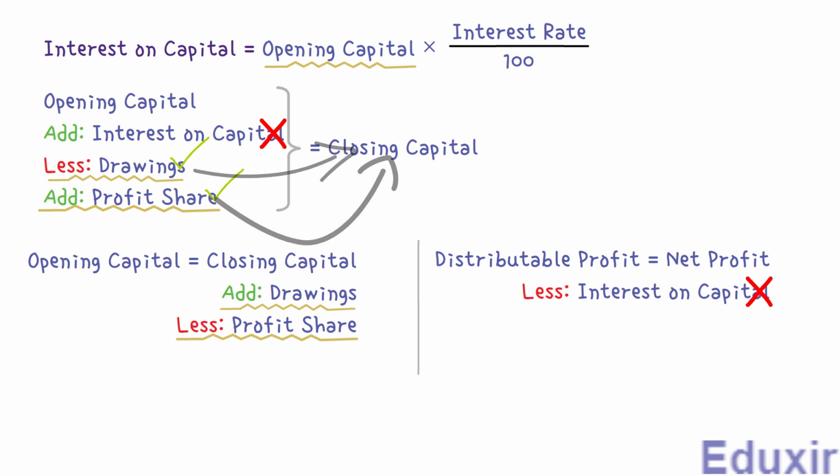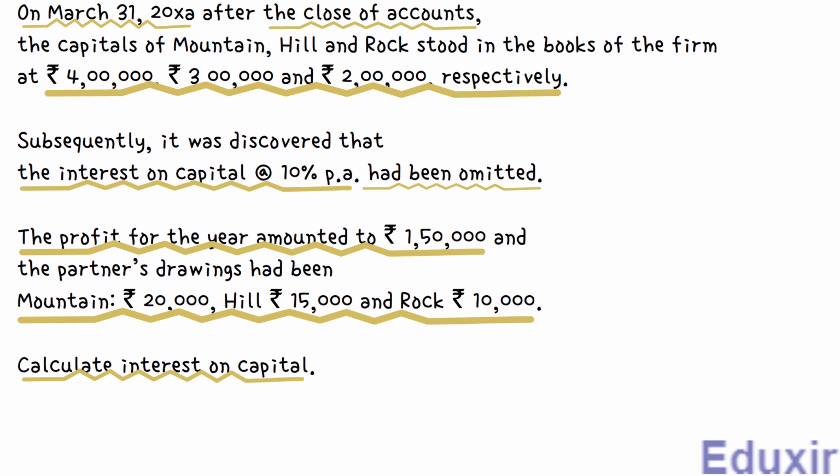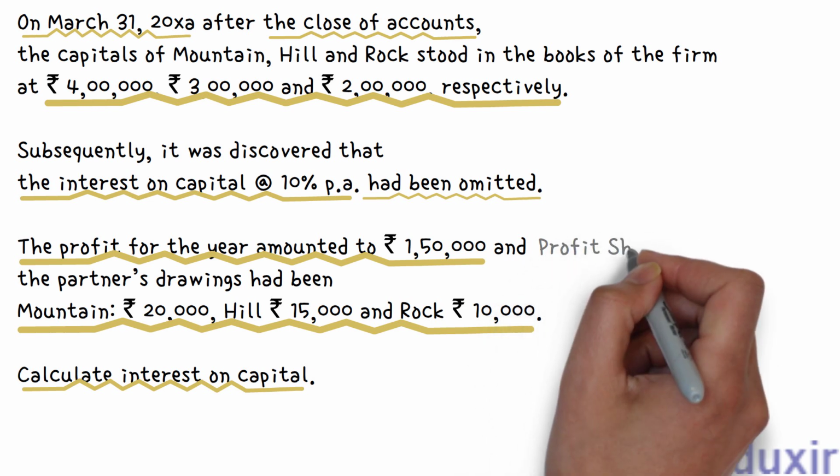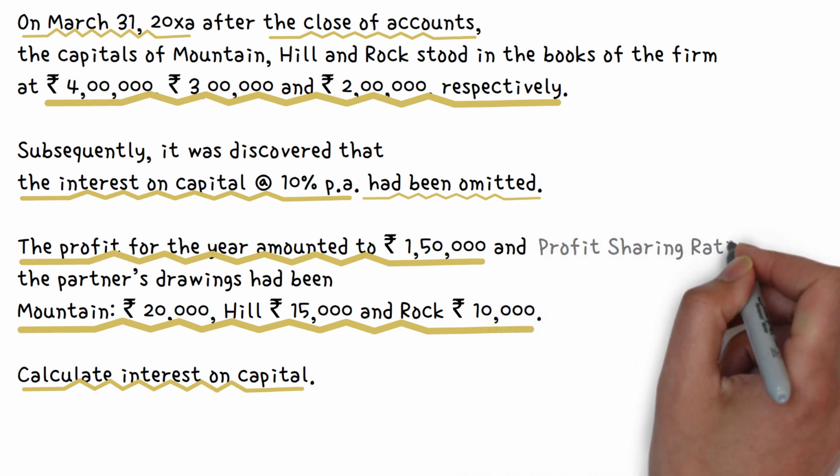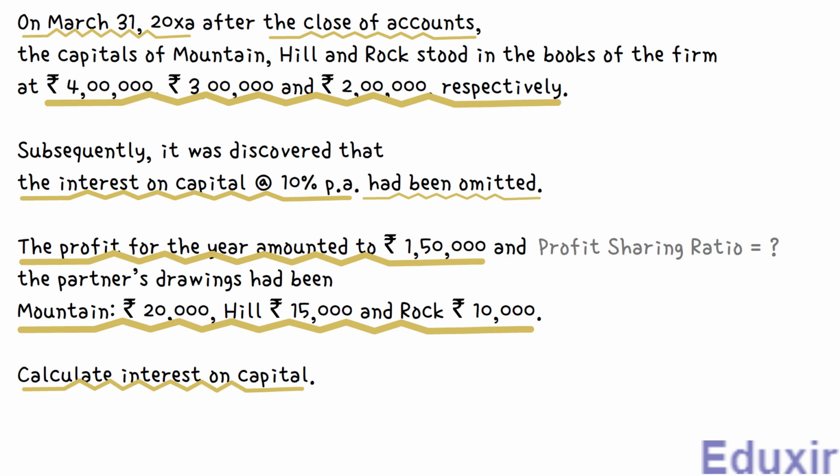See, the question is in what ratio? The profit sharing ratio in which the net profit is distributed among the partners is not given. So, how to proceed now?